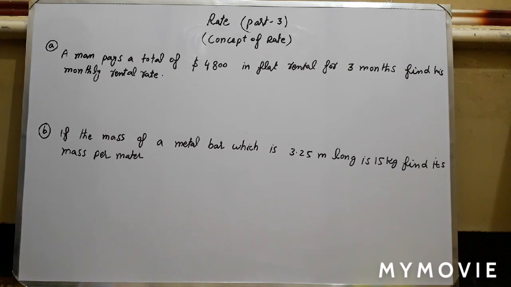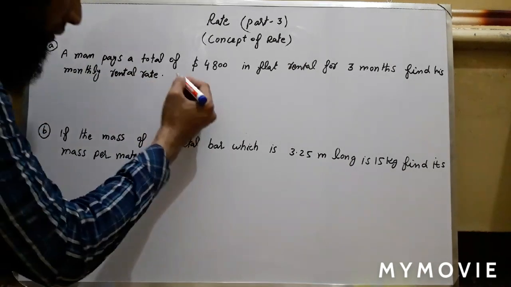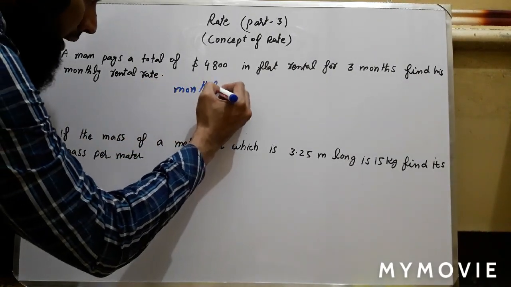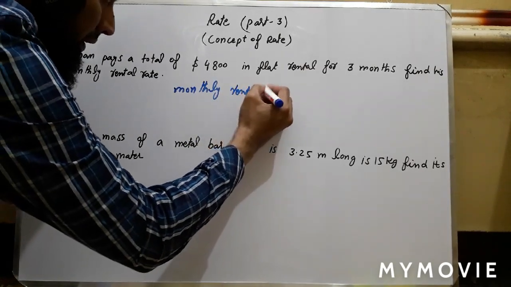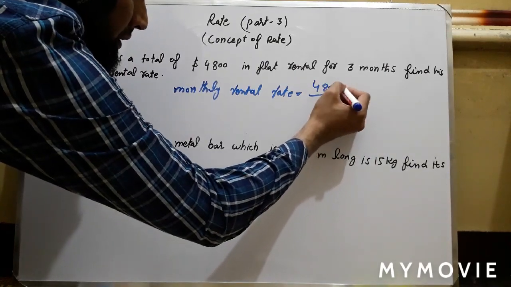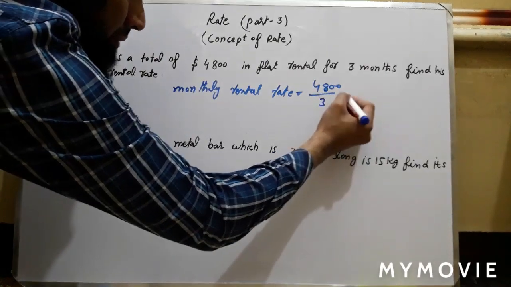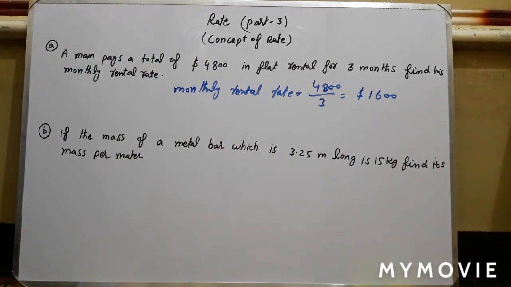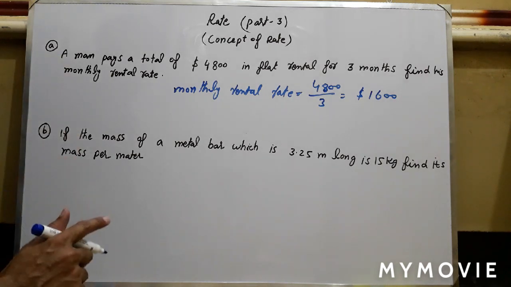My first question: a man pays a total of $4,800 in flat rental for 3 months. Find his monthly rental rate. To find the monthly rental rate, the total for 3 months is $4,800, dividing by 3, that's $1,600. His monthly rental rate. That's your answer.